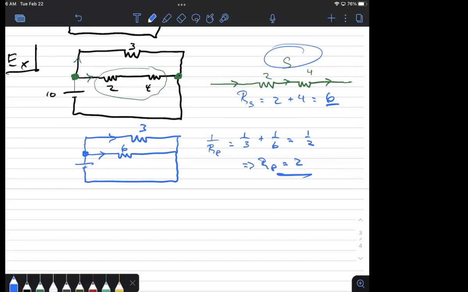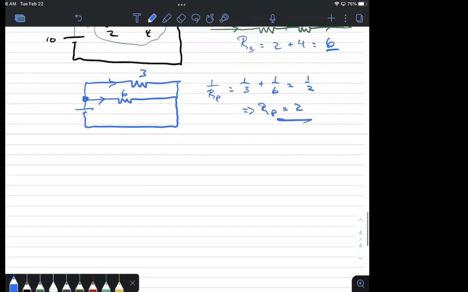What did I just do? I combined these two resistors. I know they're connected in parallel. I calculated what the equivalent total resistance is of the parallel connection. Turns out it's 2. And so now what I have is some new circuit with just one resistor. And that guy's resistance is this 2 I just calculated. And of course, the voltage source is still 10, just like before.